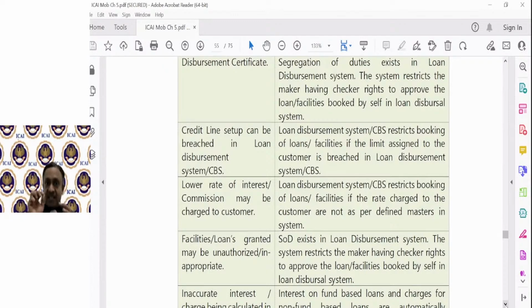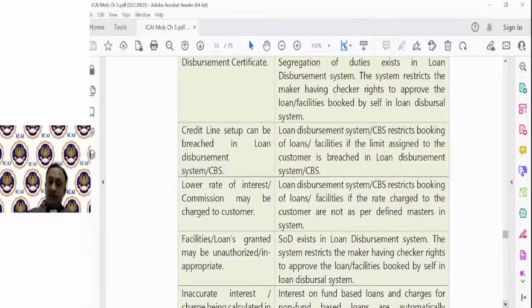And this breach is recorded in one of the reports we discussed day before yesterday, that is called an exception report. So everything is documented. You just cannot go beyond the system. Okay, then, a lower rate of interest or commission may be charged.